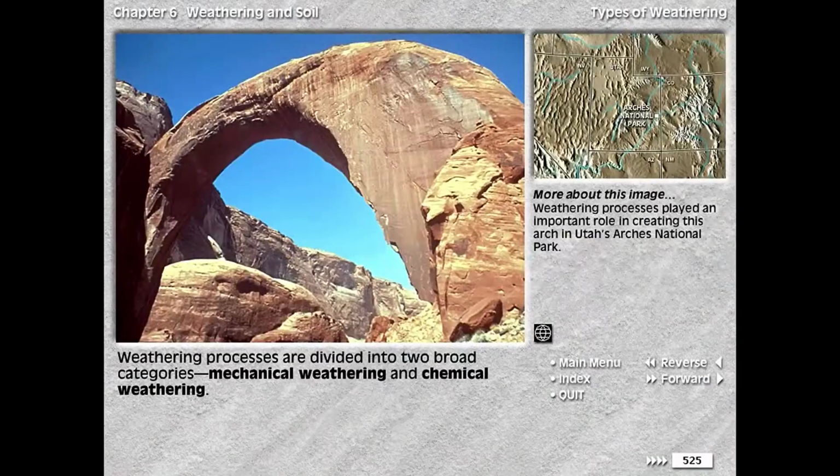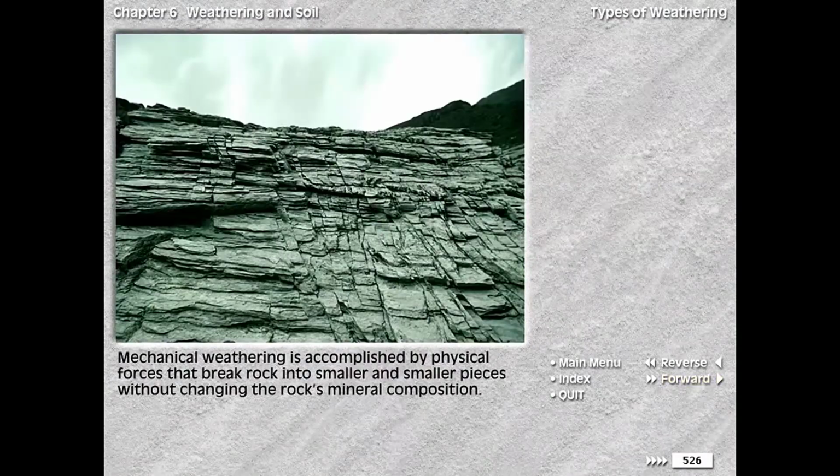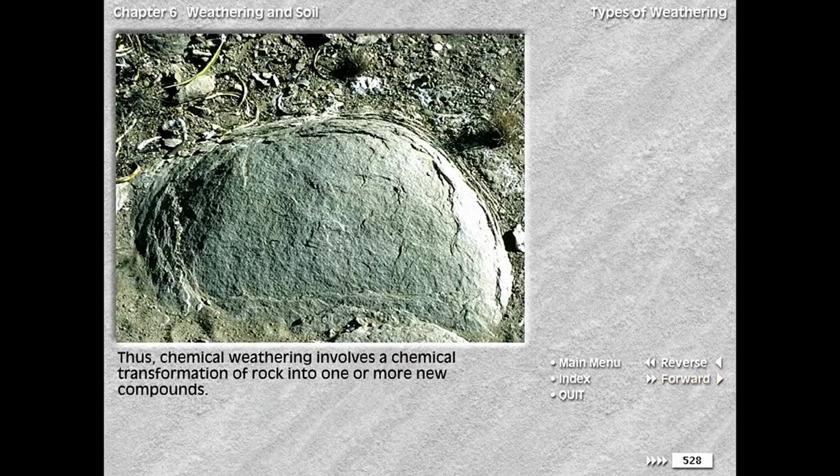Weathering processes are divided into two broad categories: mechanical weathering and chemical weathering. Mechanical weathering is accomplished by physical forces that break rock into smaller and smaller pieces without changing the rock's mineral composition. Unlike mechanical weathering, chemical weathering alters the chemical structure of minerals by removing and/or adding elements. Thus, chemical weathering involves a chemical transformation of rock into one or more new compounds.